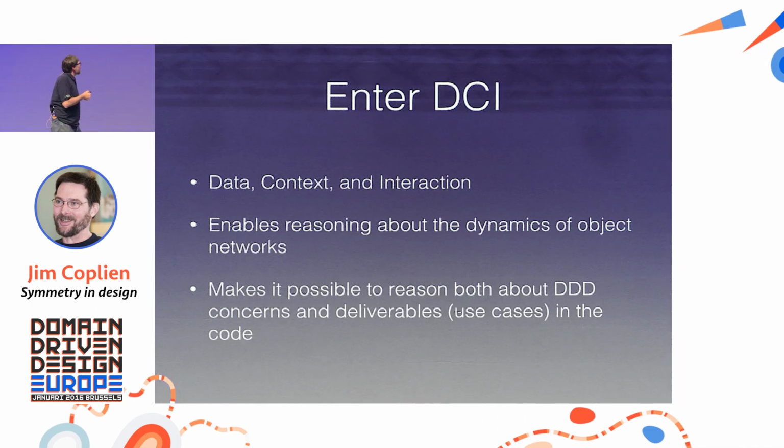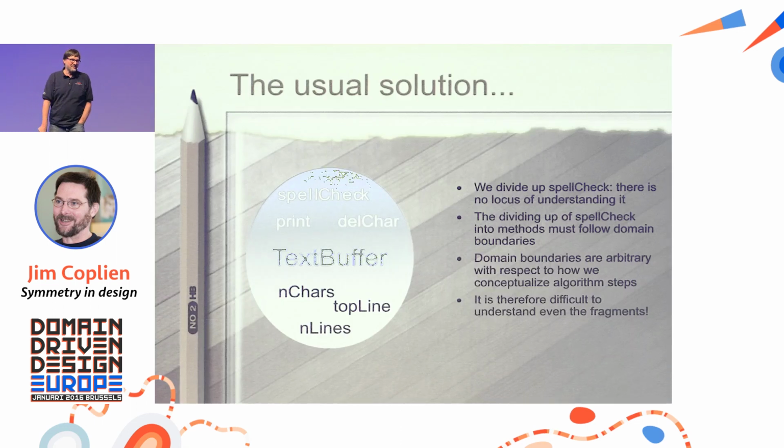So we're going to reason both about the DDD concerns and the deliverables, that is, things like the use cases, at the same time in the code. So usually we'll have a domain like text buffer. And the usual wisdom in DDD is that if an object does play in several domains, we add methods to its class for each of the domains it participates in. And these methods add up and up and up, and we end up with fat interfaces.